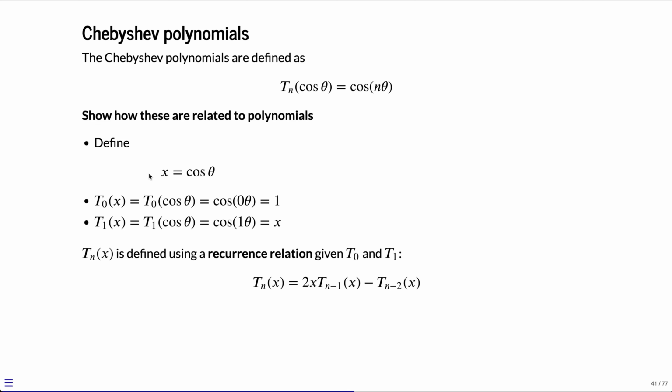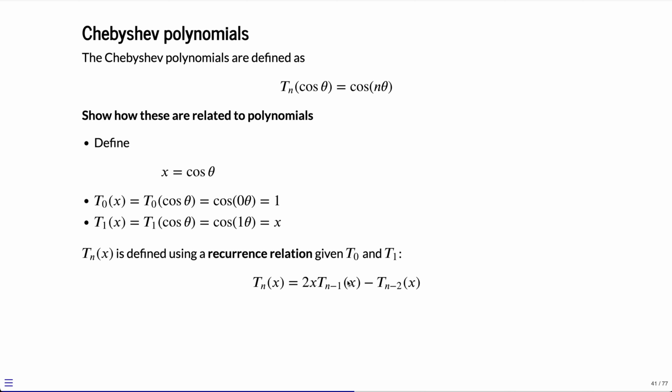So first we'll just define x to be cosine theta, and this just gives us a variable transformation from theta to x, and literally just projects points on the unit circle defined by angle theta onto the x-axis. So from the definition, when n is 0, we have cosine 0, and that's just 1. When n is 1, we have cosine theta, which is just x. When n is 2 or 3, etc., we have a recurrence relation where we define T3 to be 2x T2 minus T1, and so forth.